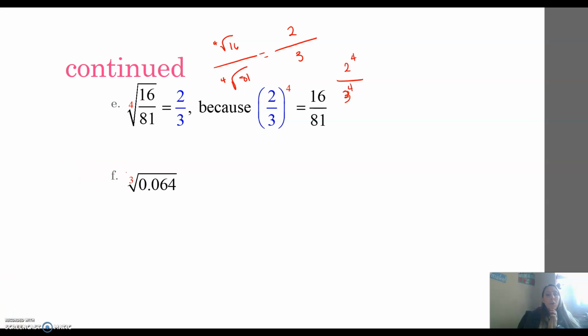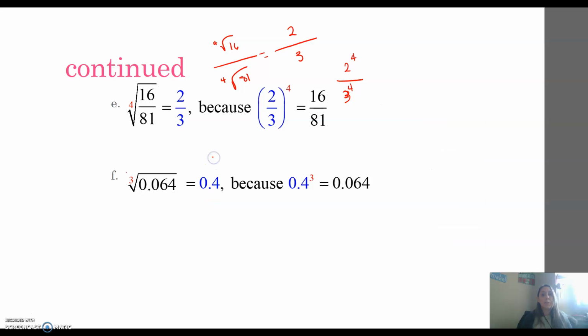Okay, so we can kind of think of this as a multiplication trick. So what times itself is going to get me to 0.064? Well, I already know that 4 to the 3rd power is 64, right? We did that before. So if 4 to the 3rd power is 64, I wonder how I can use that information. So we can do this with decimals. So it's going to be 0.4.